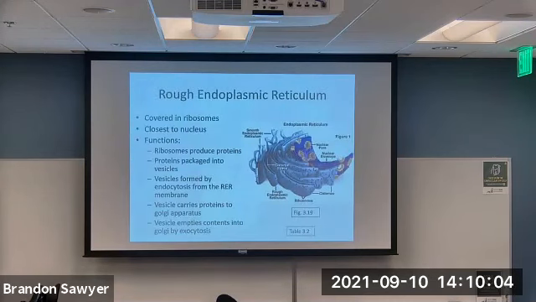Okay, so components of the endomembrane. We've got the rough ER, which we were just talking about. This is covered in ribosomes. That's what gives it that rough appearance. This is the closest one to the nucleus. You can see that nuclear envelope is right there, and the rough ER is right there attached to it.